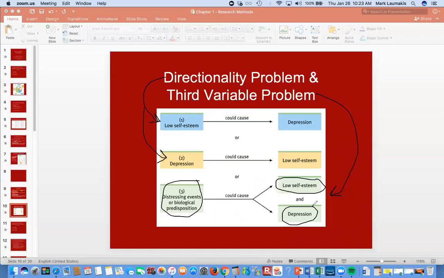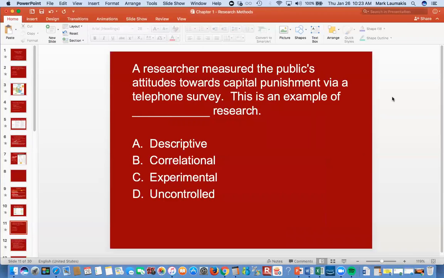We've got about 20 minutes or so to go. What I want to do at this point is jump back to that polling question that I started you guys with this morning and see if you know more now than you knew before. So if a researcher studies the public's attitudes towards capital punishment via a telephone survey, what kind of research design is that?